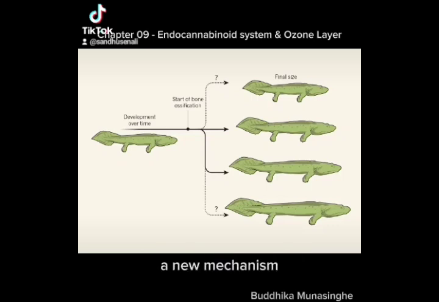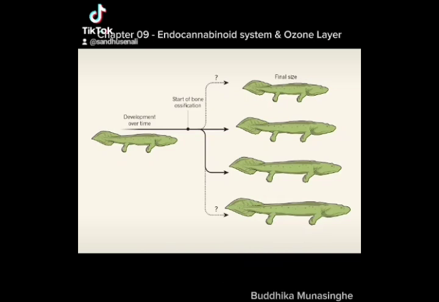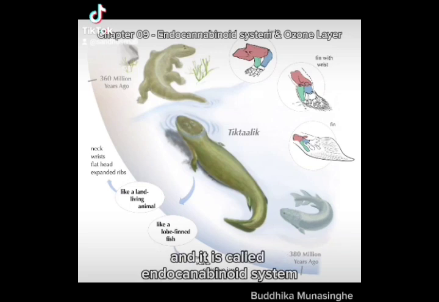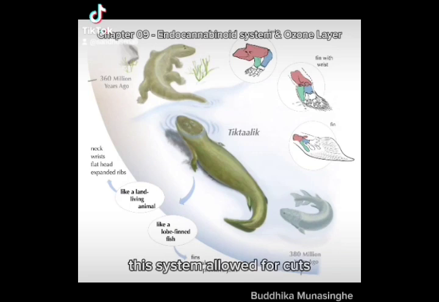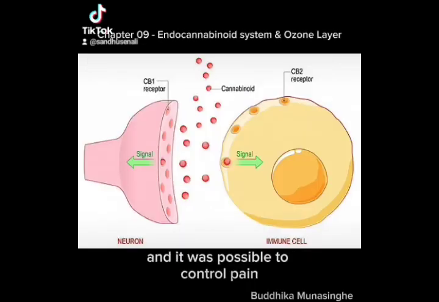A new mechanism arose in the nervous system to find a safe place to rest after hunger and after eating, which is the first need of all animals. This is a very efficient mechanism and it is called the endocannabinoid system. This system allowed for healing of cuts, scrapes, bruises, infection control as well as prevention of other diseases. And it was possible to control pain and manage memory and experience.